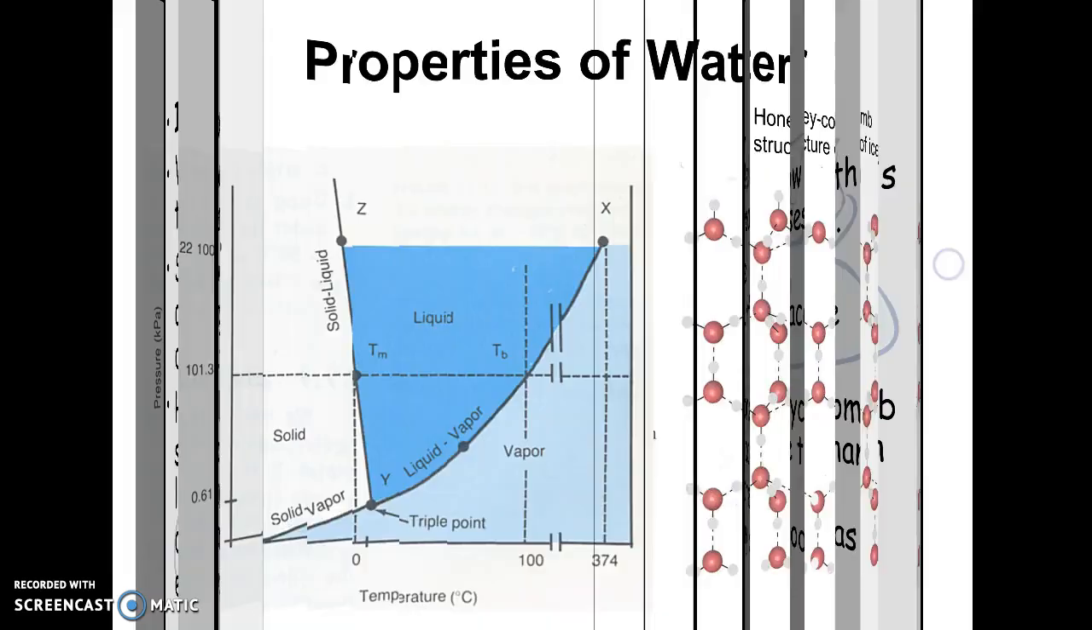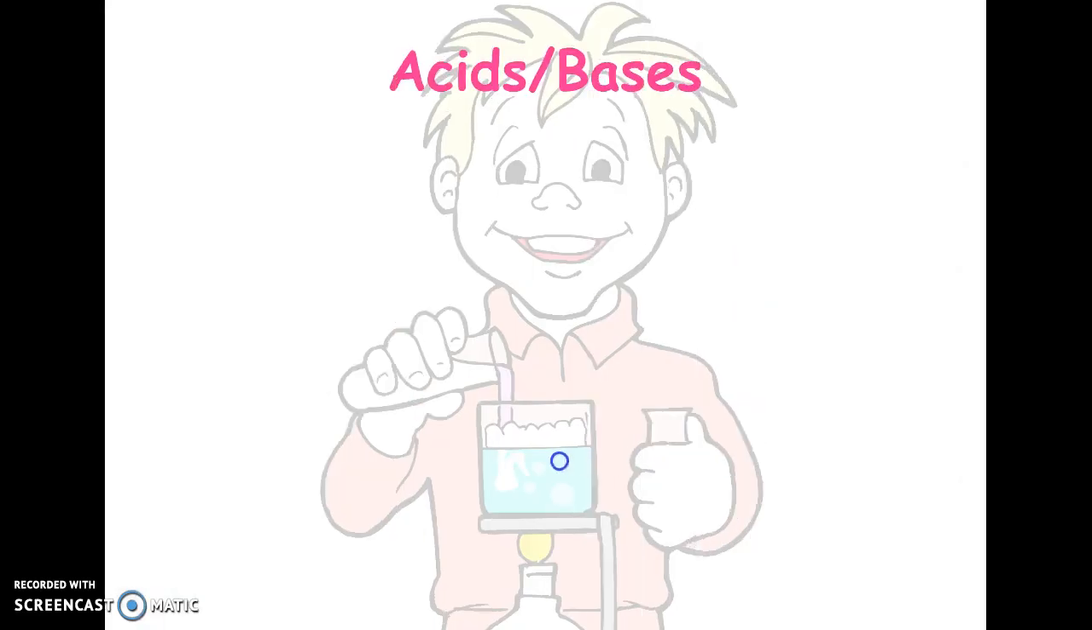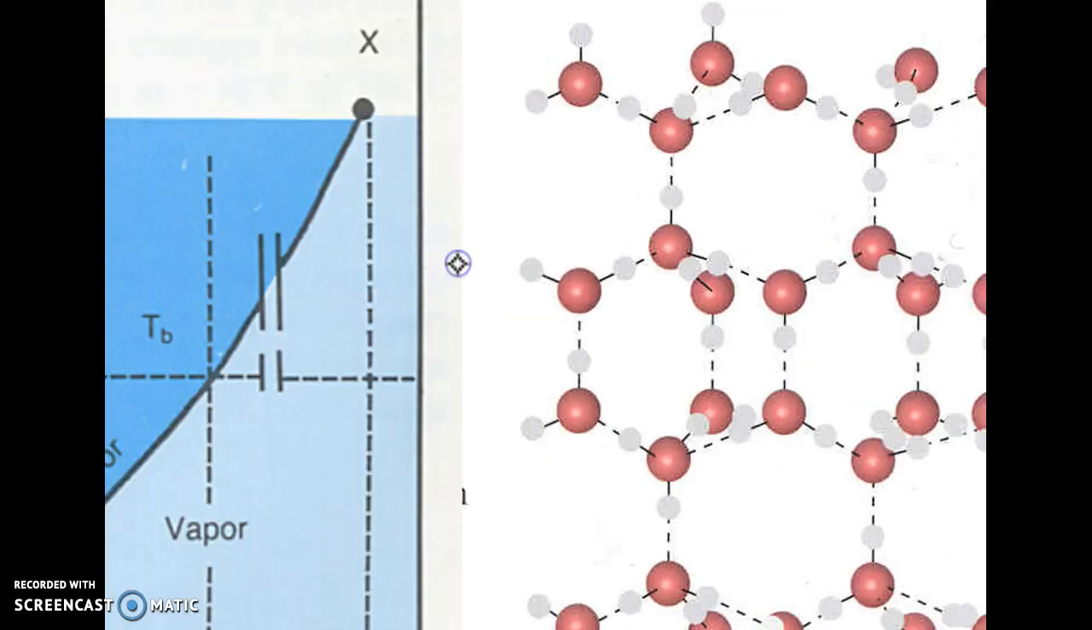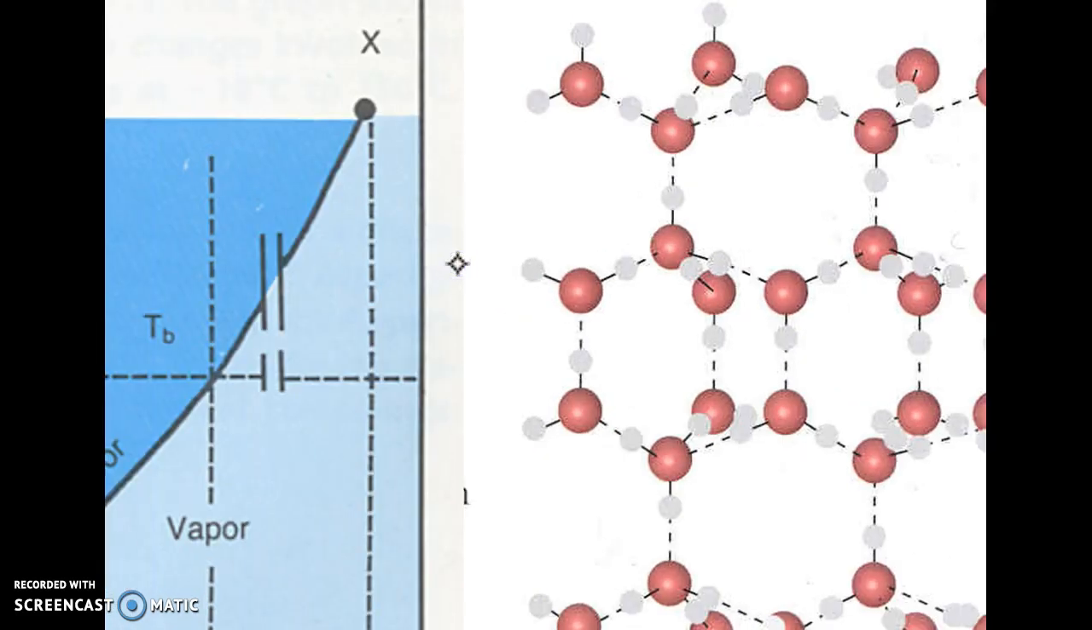So if I show you here in this picture, you get something like this, which is sort of a honeycomb. Because of the hydrogen bonds, it literally locks the water molecules farther apart. They can't slide anymore. And so ice takes up more space than liquid water.